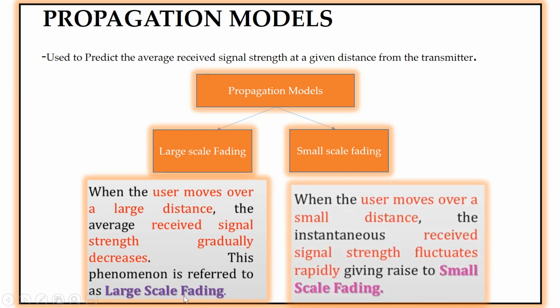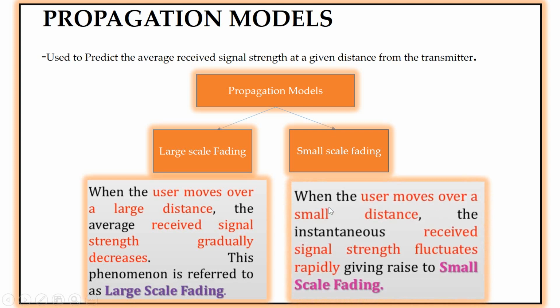And what is small scale fading? When the user moves over a short distance, the instantaneous received signal strength fluctuates rapidly, giving rise to small scale fading. Okay, here it is just the reverse. Right? So these are the propagation model types.